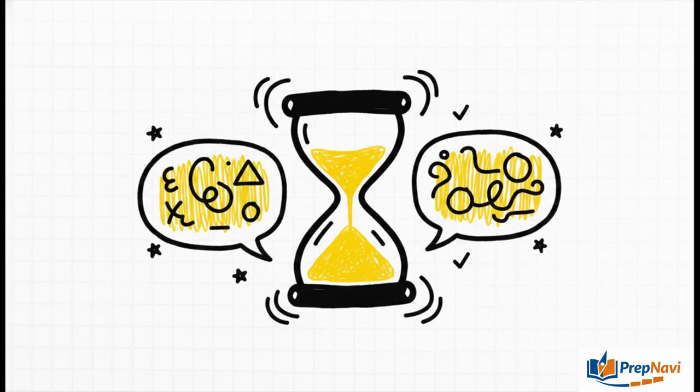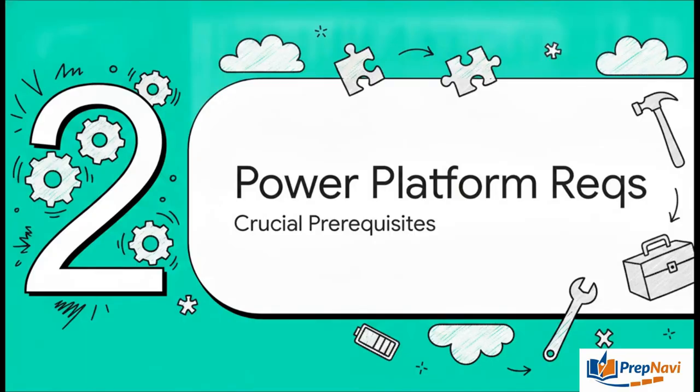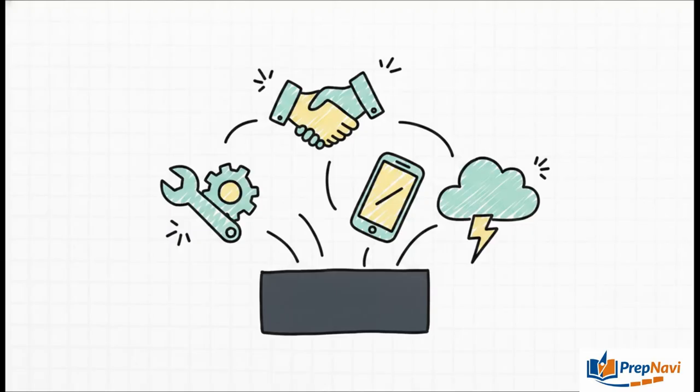Moving right along to Section 2, Crucial Power Platform Prerequisites. Basically, this is the toolkit we need to have under our belt before even thinking about taking the test. You know what's really interesting here? This certification isn't just about the shiny new AI stuff. It's deeply rooted in the underlying infrastructure.